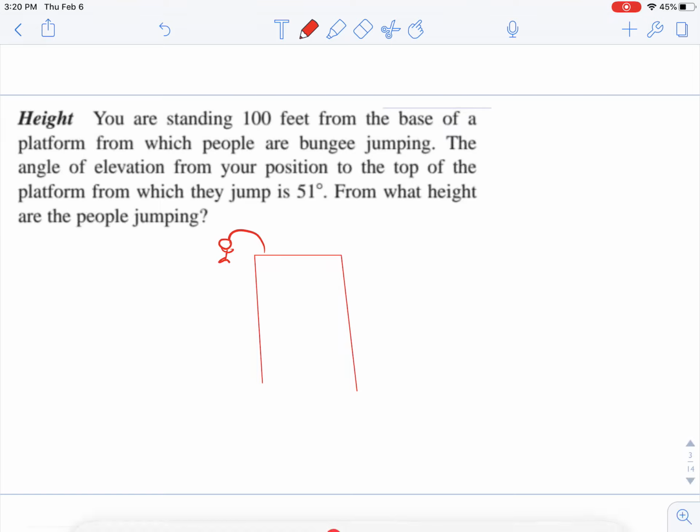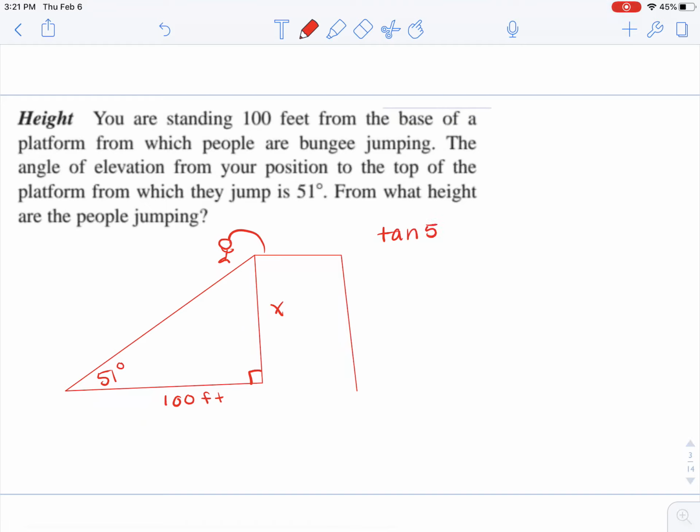Okay? So this is essentially going to create a right triangle where I am 100 feet from the base. So since it had that keyword base, that would be the bottom here. It said angle of elevation was 51 degrees, so this bottom angle looking up would be 51 degrees. So we want to find the height from what people are jumping. So you have to look at what trig function you have. You have the opposite and the adjacent, so that's tangent.